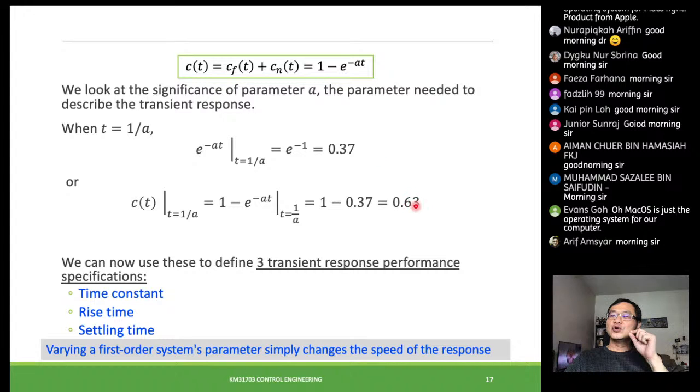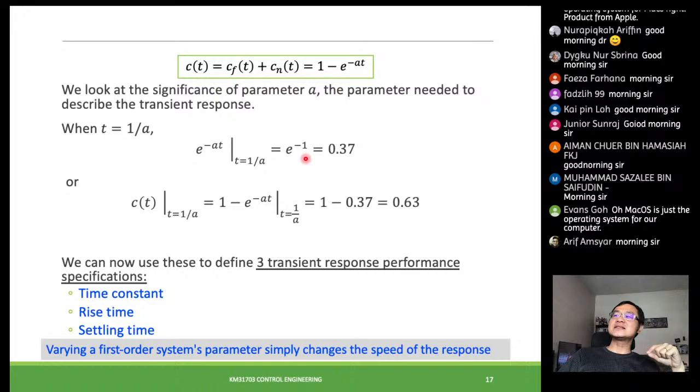Okay, 0.63. So this 0.63 now will tell us a meaning that from the final value, initially our final value is 1, right? Okay, but as time increases, then it will actually approach 1. Okay, but when time is 0, then it would give us another value. Okay, so this is the 63% of the final value, and that occurs when time equals to 1 over a. Okay, so this is an important characteristic.